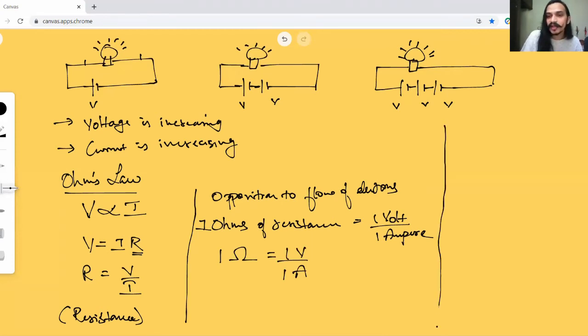Every substance will have resistance, because everything is made up of atoms and ions. Obviously, everything is going to have its own amount of resistance that it provides. Okay, this is one formula that we will be using going forward to find out the value of resistance if we are given the voltage and the current that is in the circuit.